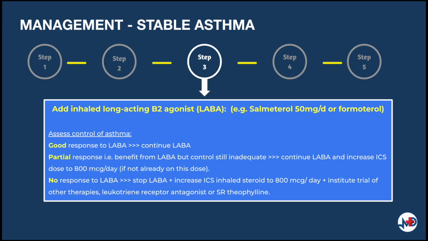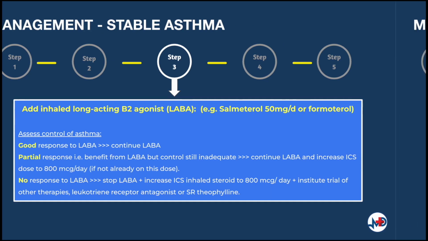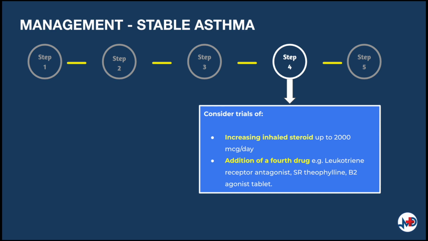You may want to increase inhaled corticosteroid therapy to 800 micrograms a day and institute a trial of other therapies such as leukotriene receptor antagonists or slow-release theophylline. The next step would be to consider trials of increasing inhaled steroids up to 2000 micrograms a day, and this is considered high dose inhaled corticosteroids. An addition of a fourth drug, such as a leukotriene receptor antagonist, slow release theophylline, or a beta 2 agonist tablet, may be considered.